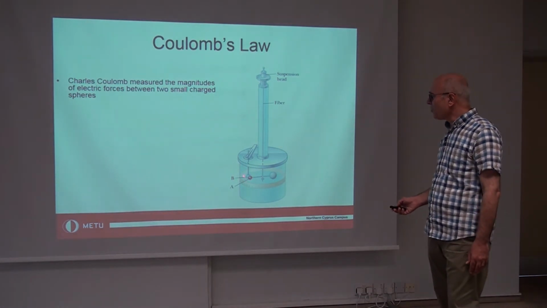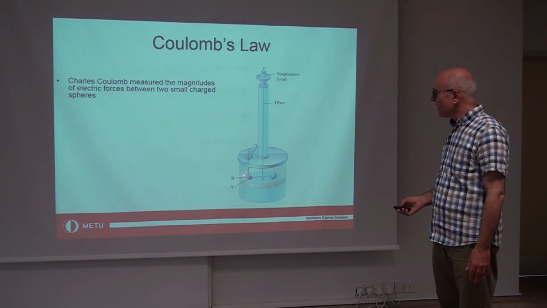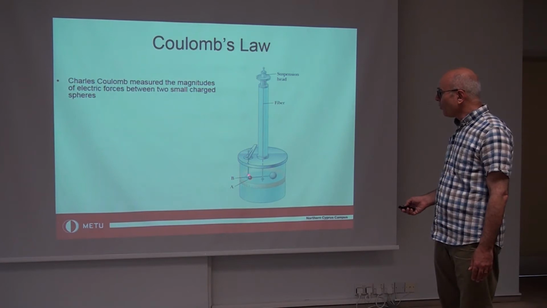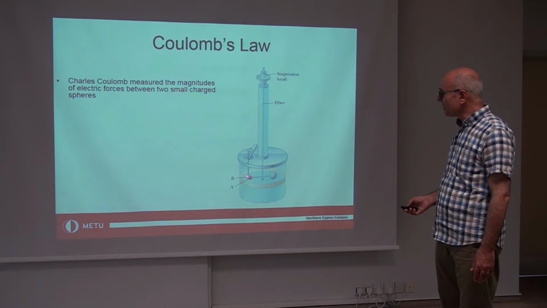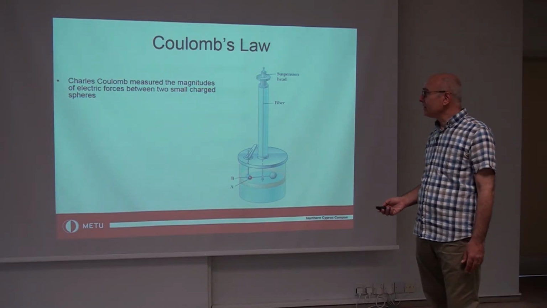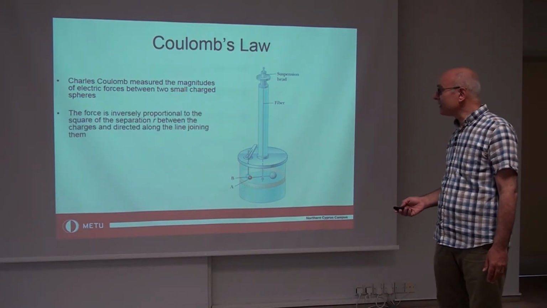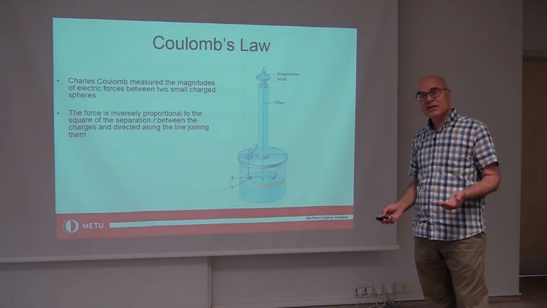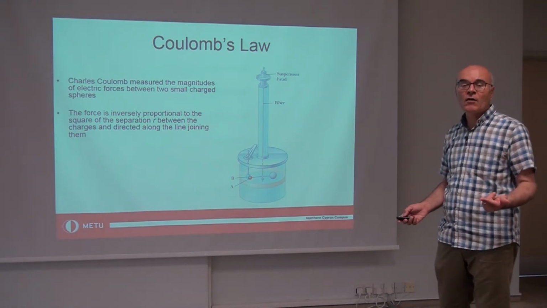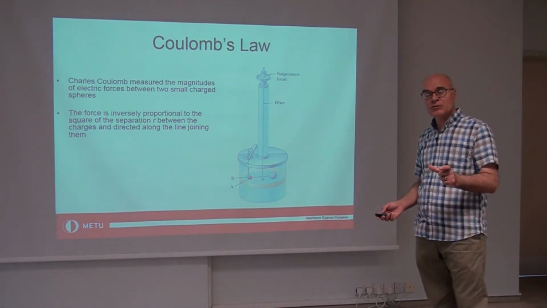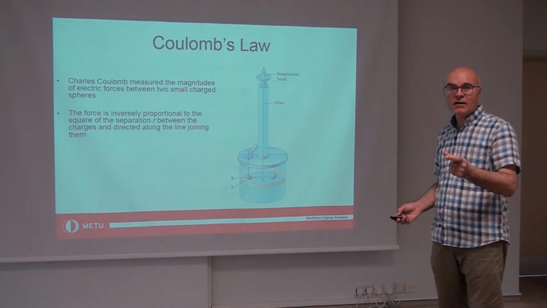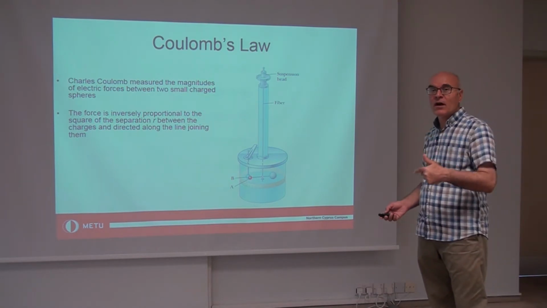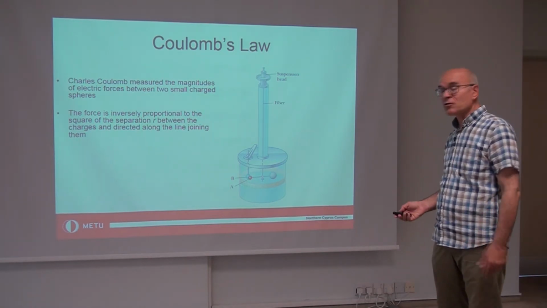He had two small objects which carry charges, and he tried to observe on what factors the force between these two objects depends. And he came up with the following findings. He said that this force depends inversely on the square of the separation between the two charges. If the separation is r, it goes like 1 over r squared. So this is the first observation.